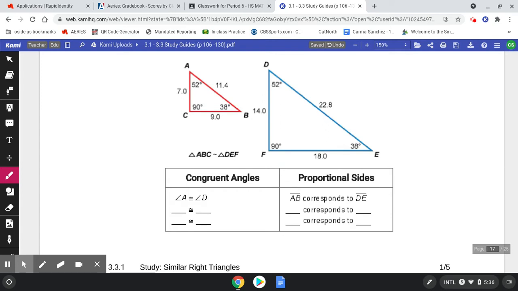We know that angle A is congruent to angle D. We know that angle B is congruent to angle E. Do you see it over there? And that angle C is congruent to angle F. We also know that AB corresponds to DE. Those are the diagonals. And then the backside, AC, corresponds to DF. And finally, CB on the bottom corresponds to FE.